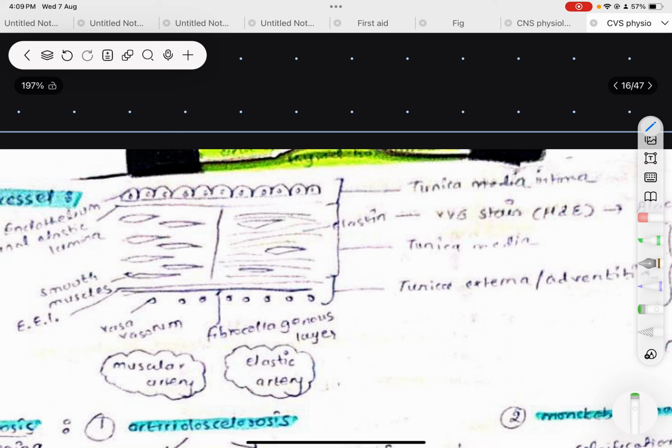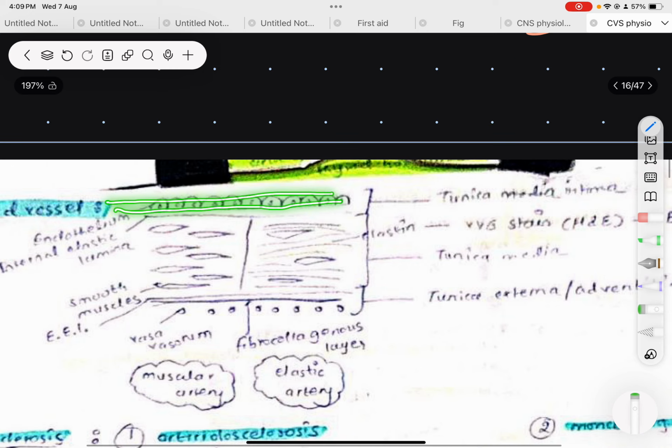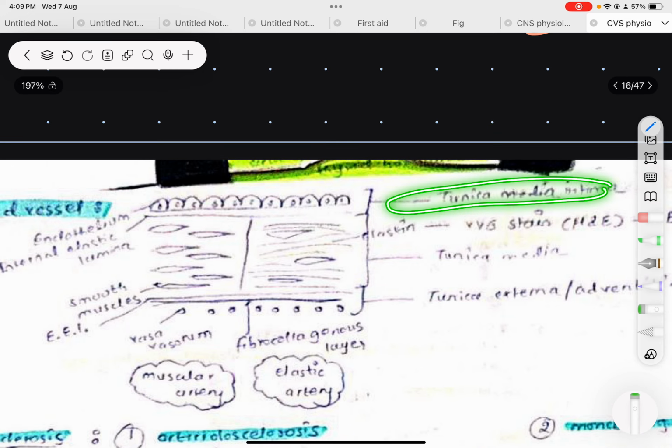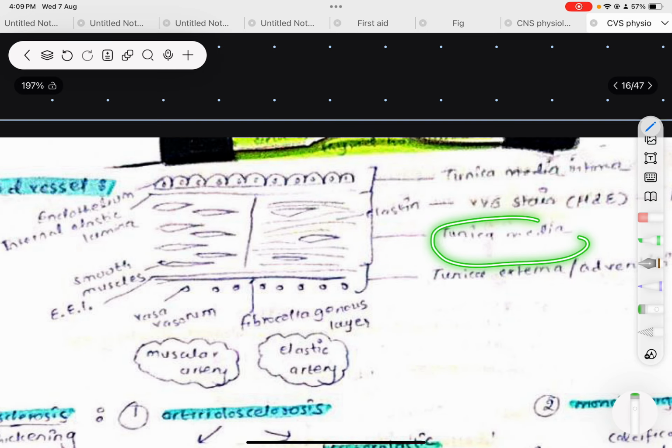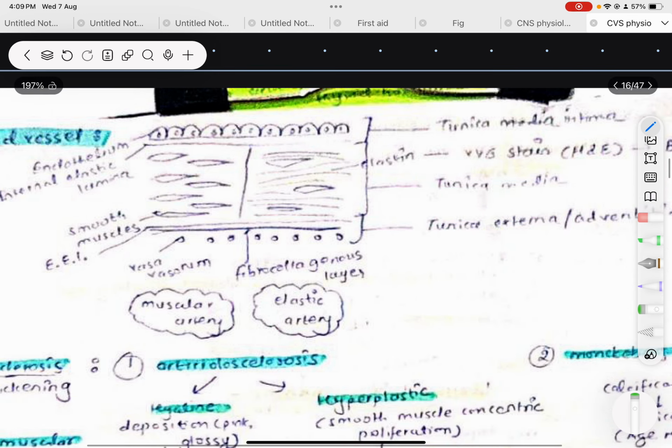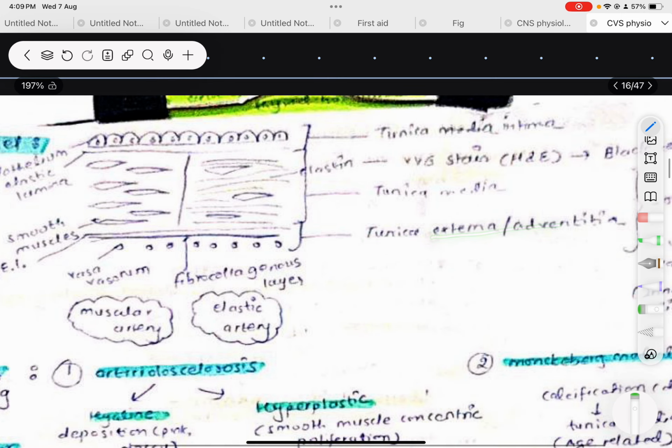The endothelial lining that we have discussed, and this internal elastic lamina will come into this tunica intima. Then in tunica media, this elastin fiber or smooth muscles will come into this tunica media, and in tunica externa or adventitia, this external elastic lamina and vasa vasorum plus fibrocollagen. This vasa vasorum and this two will come.